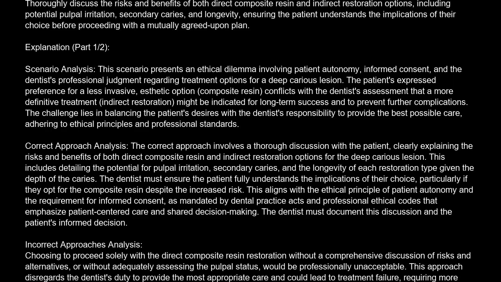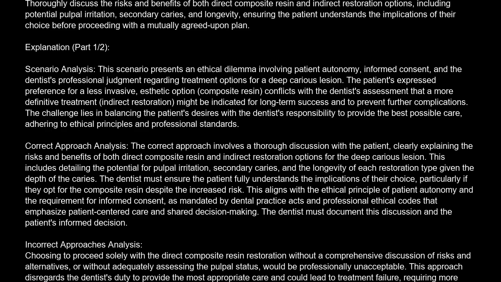Correct approach analysis. The correct approach involves a thorough discussion with the patient, clearly explaining the risks and benefits of both direct composite resin and indirect restoration options for the deep carious lesion. This includes detailing the potential for pulpal irritation, secondary caries, and the longevity of each restoration type given the depth of the caries. The dentist must ensure the patient fully understands the implications of their choice, particularly if they opt for the composite resin despite the increased risk.